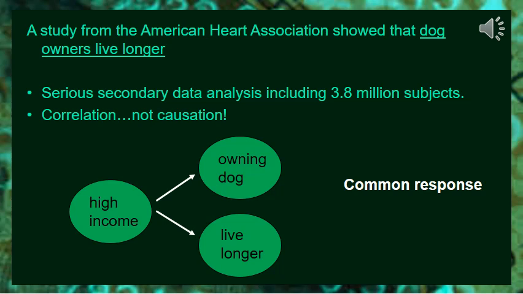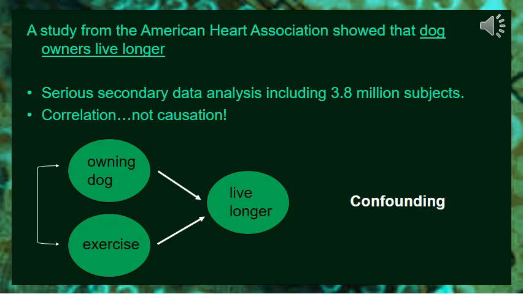This study was made in the United States. So having a high income might make you more likely to own a dog because dogs are expensive, they're expensive to feed. And in the United States, having a high income actually is correlated with a longer life because you can afford health insurance, you can afford having a better diet and a healthier lifestyle. So yes, there is a strong correlation between owning a dog and living longer, but maybe due to a common response to a third variable, that is having a high income.